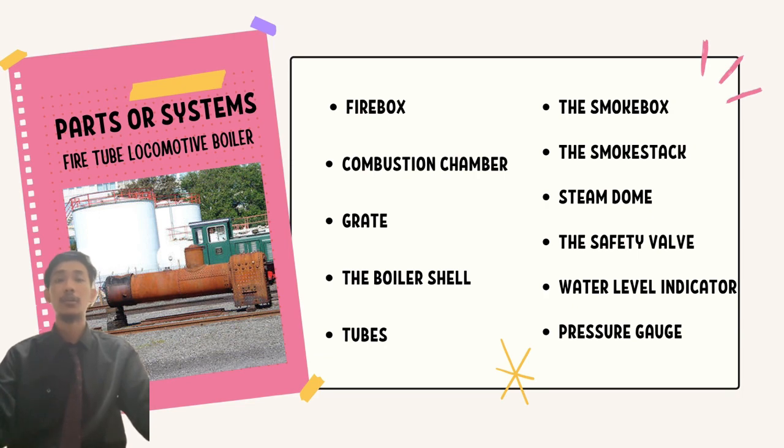Now I will talk about the parts of the system in the locomotive boiler that are essential to make sure the locomotive boiler is working perfectly just fine. The first one is firebox, combustion chamber, grate, boiler shell, tubes, the smoke box, the smokestack, steam dome, the safety valve, water level indicator, and also pressure gauge.